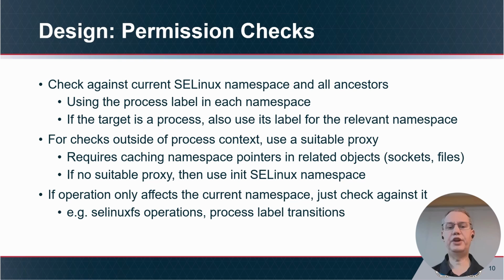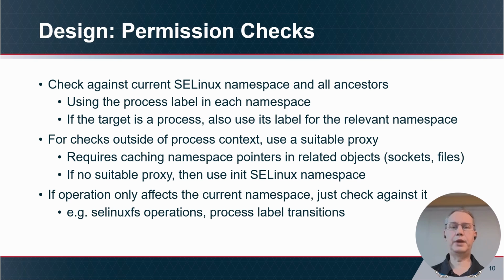In some cases, it's not necessary to check against all of the ancestor SELinux namespaces. For example, an operation that only affects the current namespace and isn't visible outside of it can simply be checked against the current SELinux namespace. This, for example, is necessary for SELinux FS operations so that we can allow processes within a container to perform operations on their own SELinux FS instance without needing to allow them to touch any other namespace's SELinux FS.